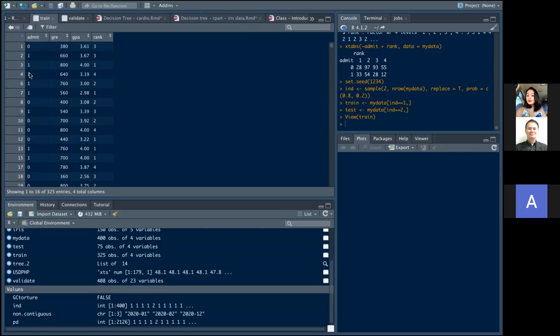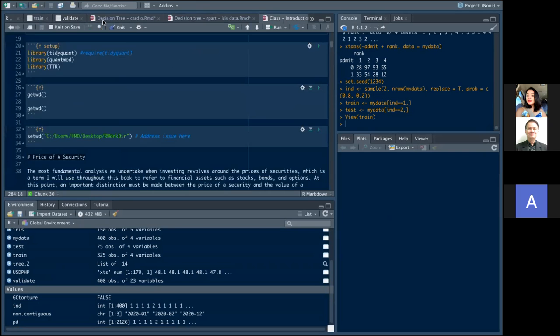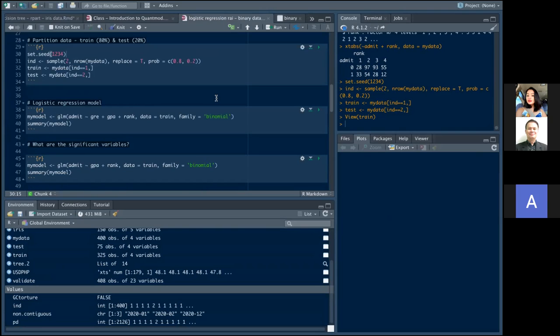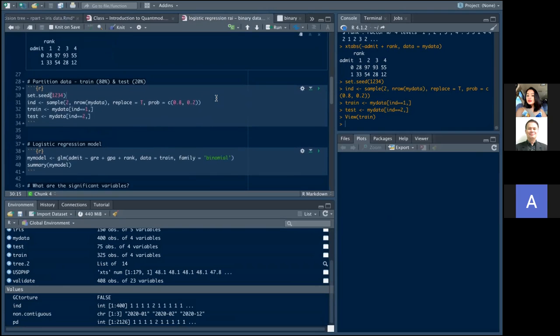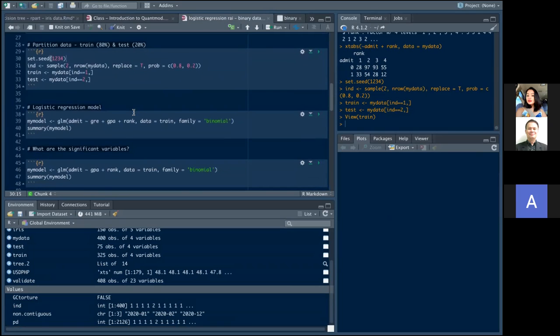Okay, so let's go back to our code. Where are we now? We have just finished row 34, right? So we're going now to create a logistic regression.